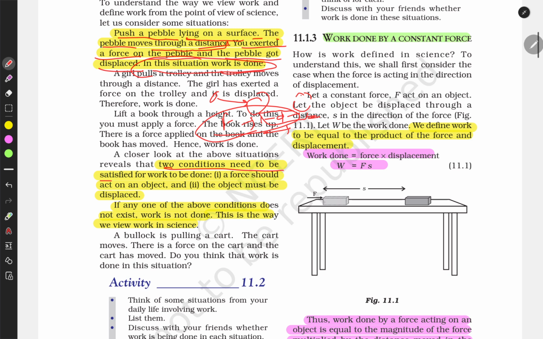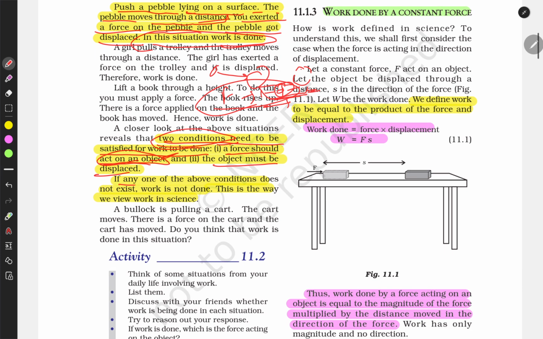Two conditions need to be satisfied for work. First, force should act on the object, and second, the object must displace. It is very important that there must be a displacement. If the object is not displaced, the condition is not satisfied, and work cannot be done. If any of the above conditions does not exist, work is not done. In this way, we view work in science.